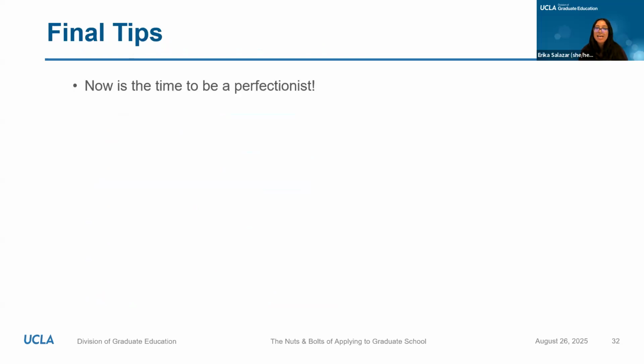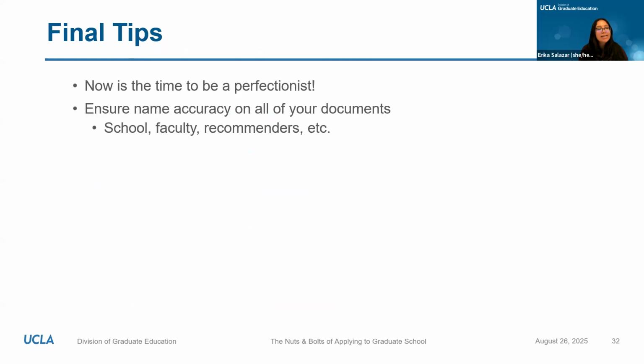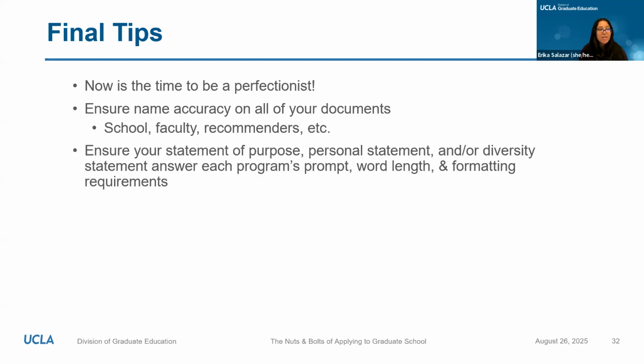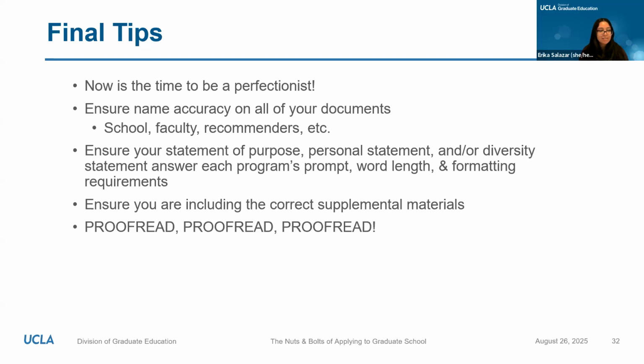So a couple of final tips for you all. Now is the time to be a perfectionist. You want to ensure name accuracy on all your documents for school, faculty recommenders. If you are using templates for these graduate applications, make sure that you are inputting the correct school, the correct faculty, the correct recommenders, the correct graduate programs that you are applying to. You want to ensure your statement of purpose, personal statement, answer each of the program's prompt, word length, and formatting requirements. You want to ensure you are including the correct supplemental materials.